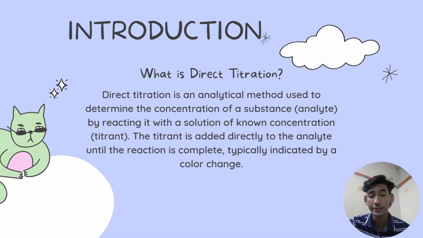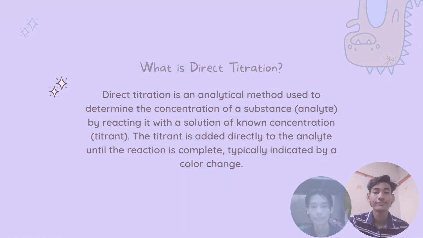Introduction for our topic: what is direct titration? Direct titration is an analytical method used to determine the concentration of a substance, or we call it analyte, by reacting it with a solution of known concentration, the titrant. The titrant is added directly to the analyte until the reaction is complete, typically indicated by a color change.